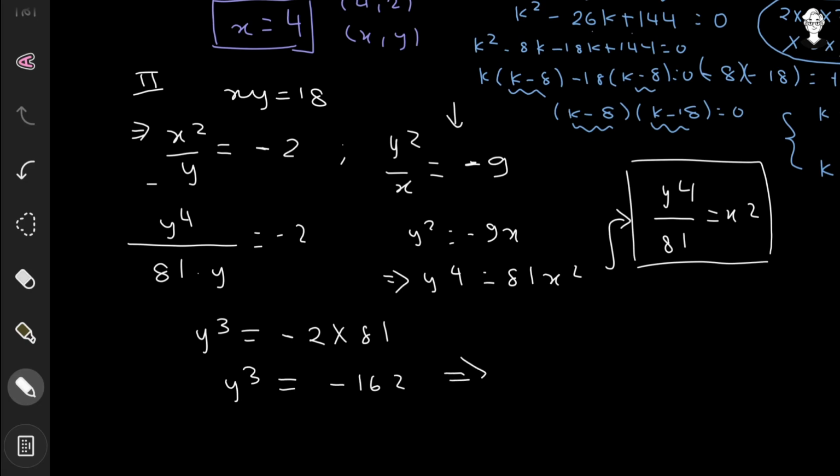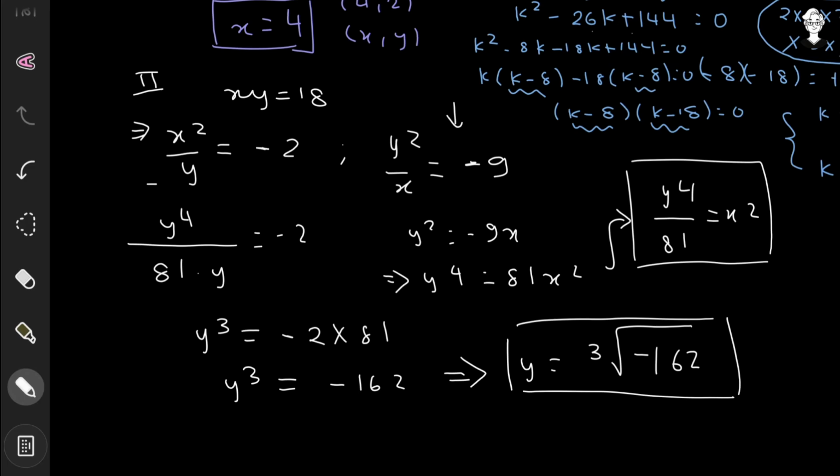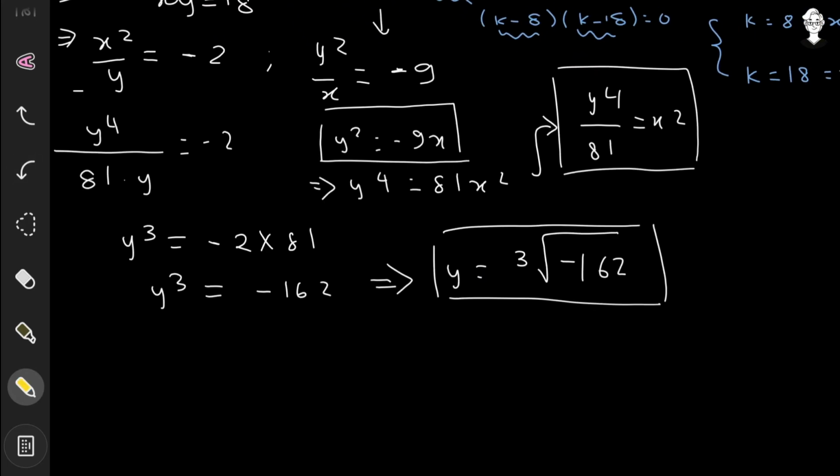So from here we will have the value of y, that is going to be equals to cube root of negative 162. And yes, cube root of a negative number is a real number because 3 negative numbers multiplied together can give us a negative number. So cube root of negative 162 is the value of y, and from this we have to solve for the value of x. As we had that y square is negative 9 times x, and y has a value of cube root of negative 162, y square will become negative 162 to the power 2 upon 3, and this is going to be negative 9 times x.